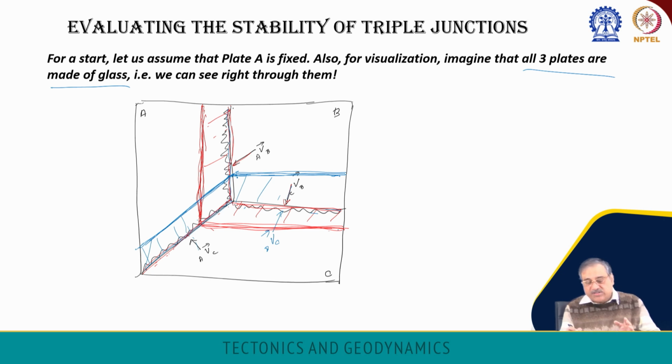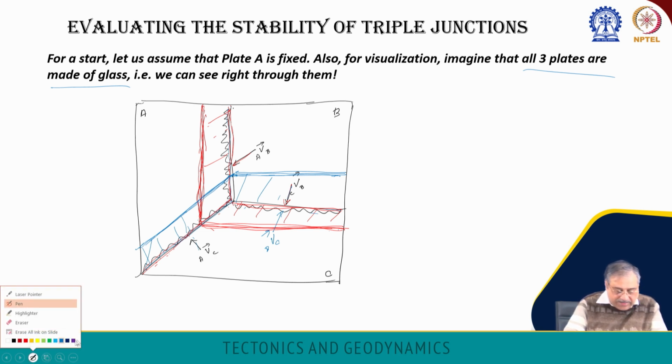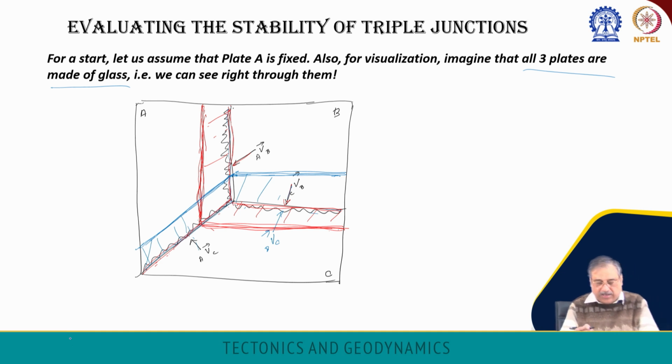But now suppose that they're actually not made of glass. If they're not made of glass, and of course plates are not made of glass, they're made of solid rock, then what would we actually see? One thing is for certain. If we now look at the colors that can be visible, let's take another one. Let's take a purple color.